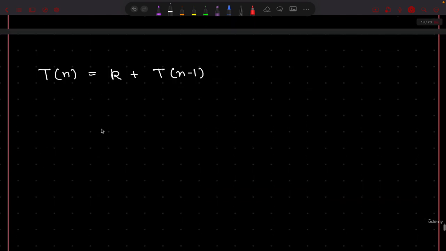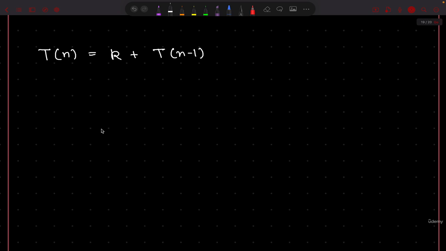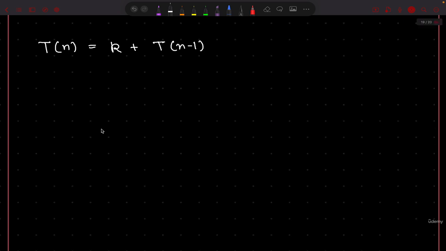So let us go back. Cool. I'm doing some constant work, and whatever work T(n minus 1), the smaller problem, is doing, I also have to pay heed to that and take it into consideration as well. Nice. Now in this relation, I can of course substitute n with n minus 1. So T(n minus 1) is equal to k plus T(n minus 1 minus 1), which I write as n minus 2.